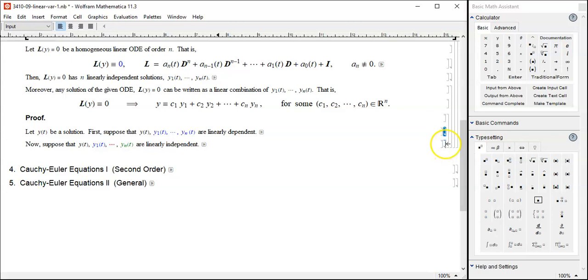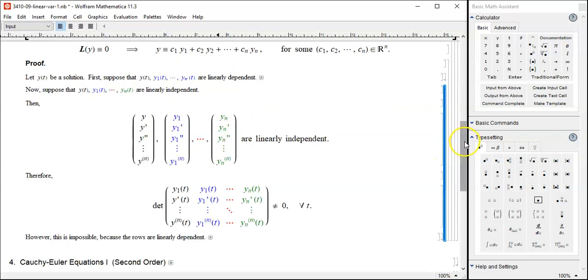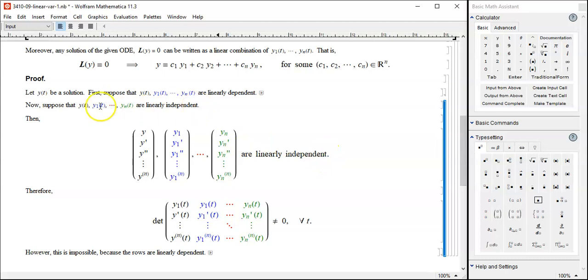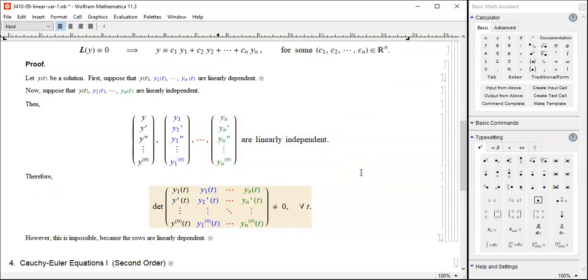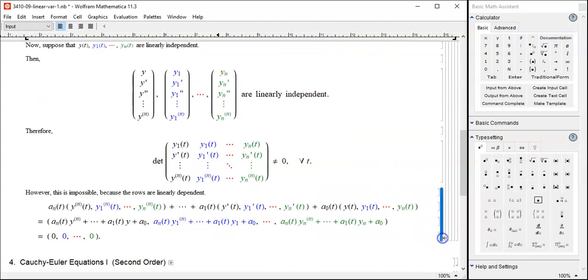What if they are linearly independent? We're going to prove that it's impossible. If they're linearly independent, then these column vectors are linearly independent. We went through that in the previous lemma. And therefore, the determinant is never 0. But then again, this is impossible because the rows are linearly dependent. You see, the columns are linearly independent. That was my assumption. But what if I change the viewpoint and look at the rows?